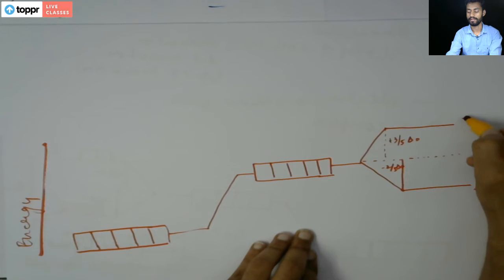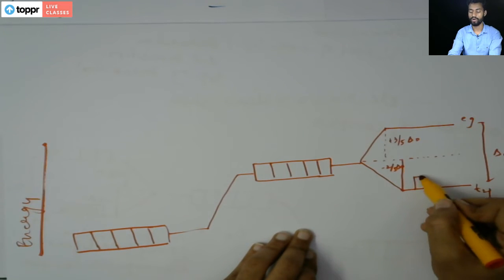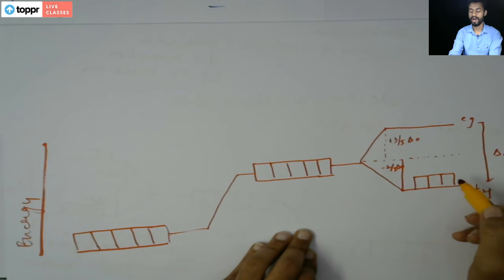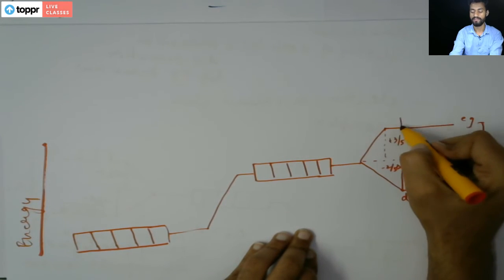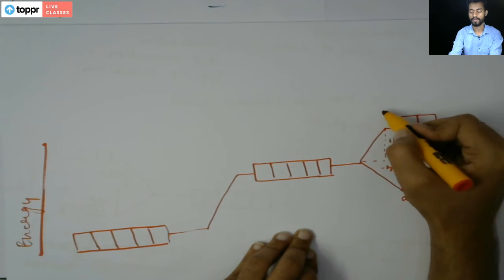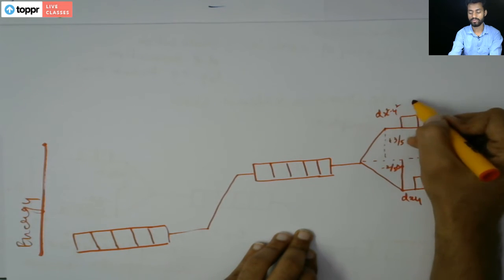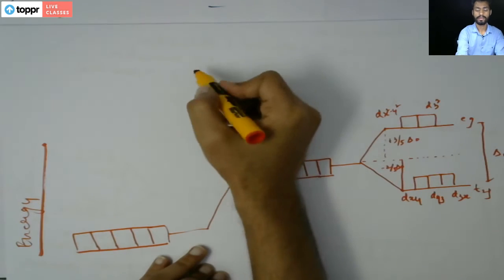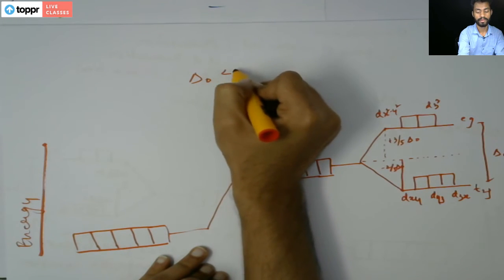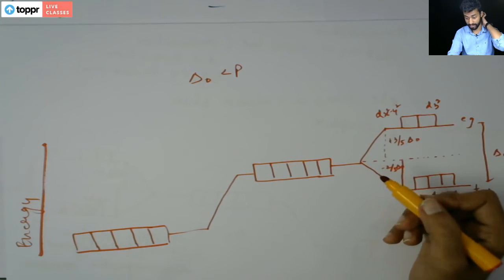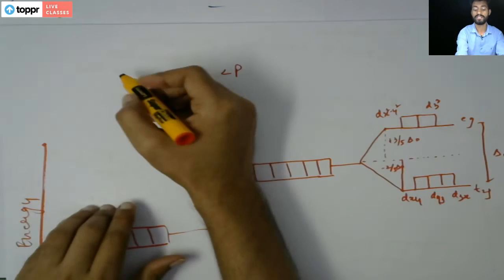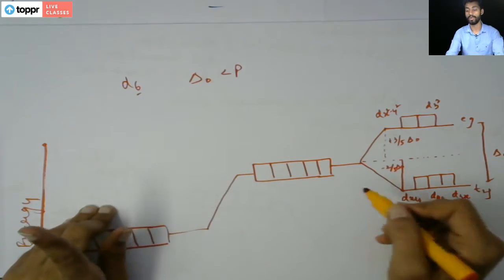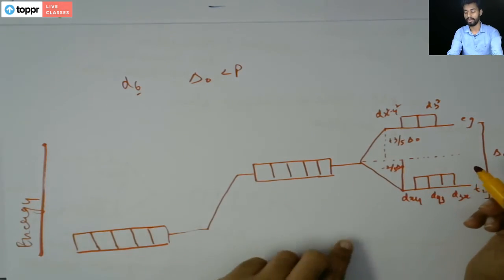t2g, eg. We are having 3 orbitals, dxy, dyz and dzx. Here we are having 2 orbitals, dx square minus y square and dz square. Okay, since delta O is less than pairing energy, what will happen? We are having 6 electrons. It is a d6 molecule. Remember that, octahedral d6 molecule.